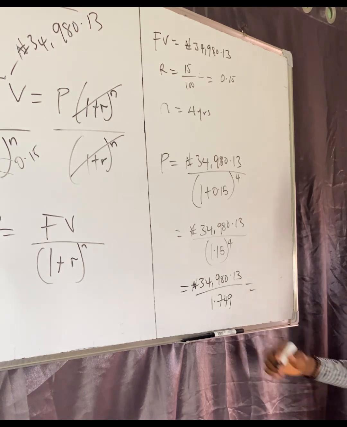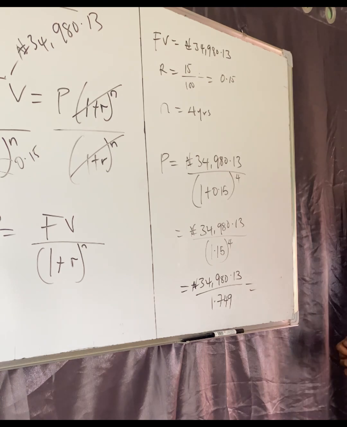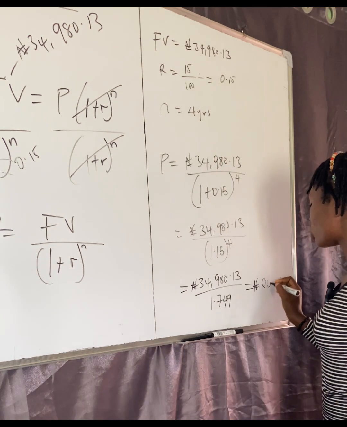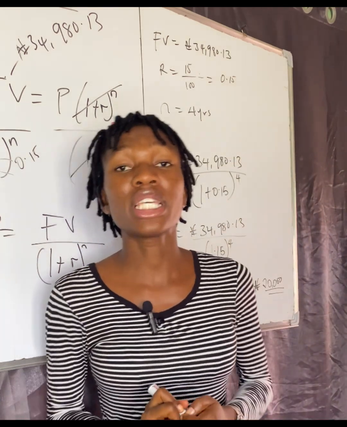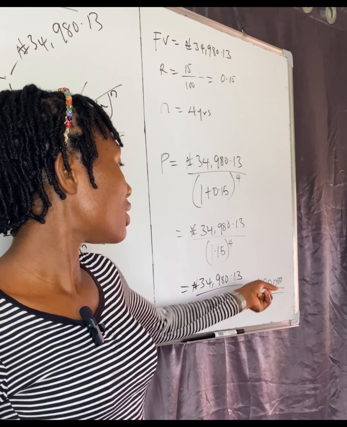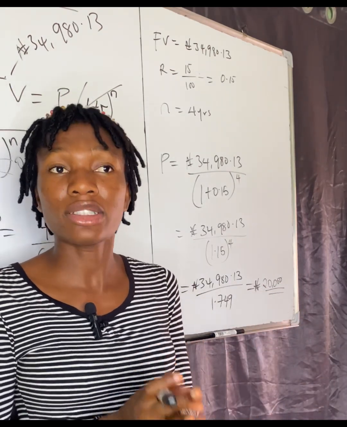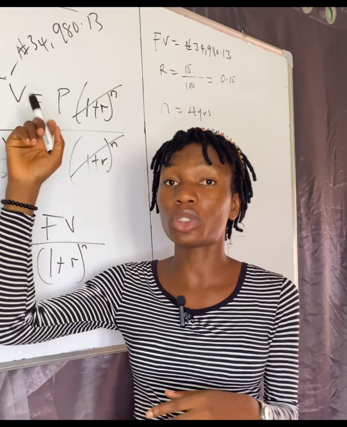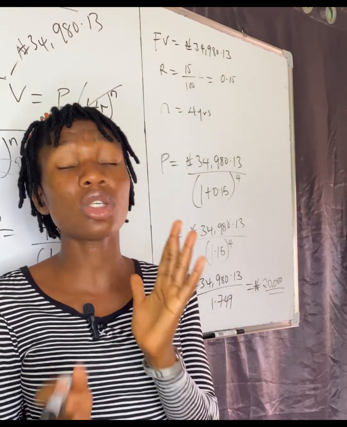Now to get our present value, we just divide: 34,980.13 naira divided by 1.749. That gives us an approximate amount of 20,000 naira, to the nearest whole number. This means that when we invest 20,000 naira today, at a 15% interest rate, at the end of 4 years we should be able to come up with the future value to clear up that liability. So this is how we solve for the present value still under compound interest.